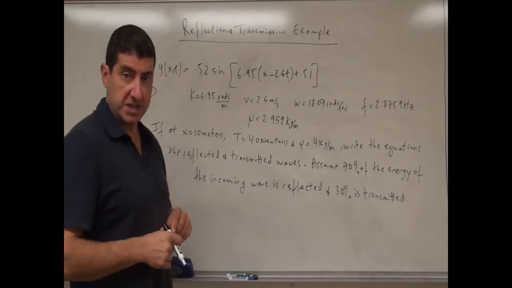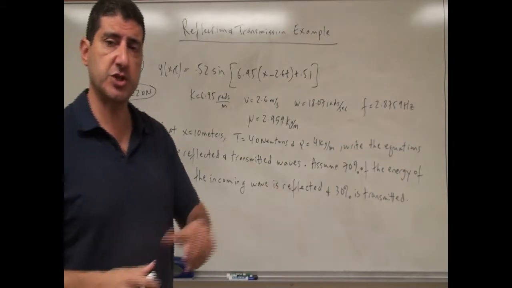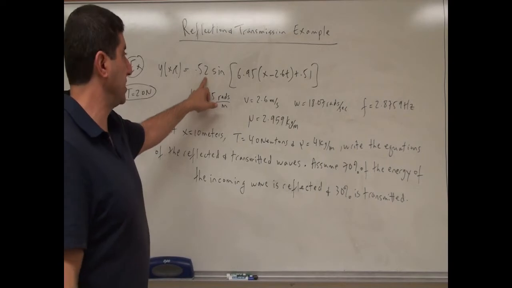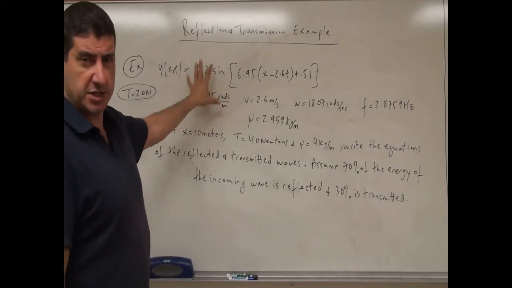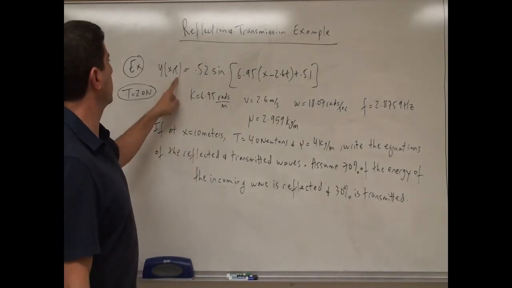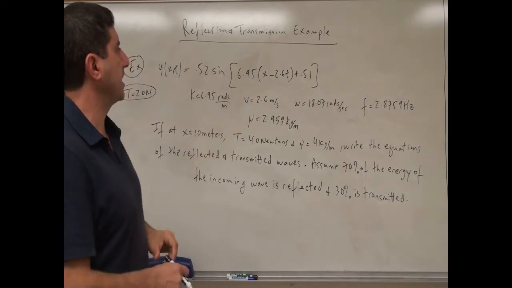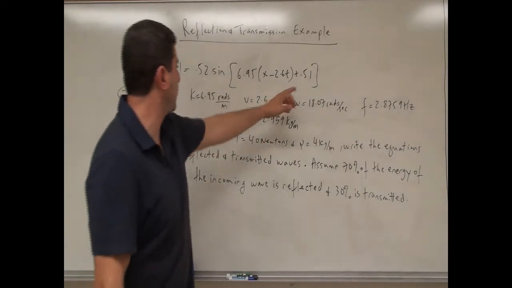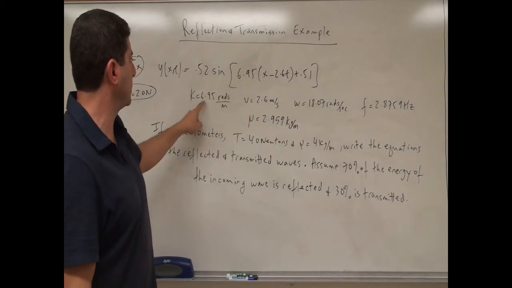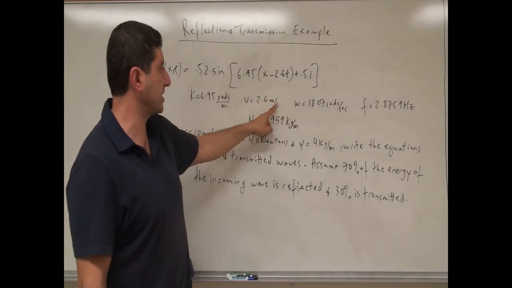Okay, now we come to the example relating what we learned in the reflection transmission theory section to the wave that we've been studying. We've been applying this example, and we've done it several times. We said there was an incoming wave, 0.52 sine of (6.95x - 2.6t + 0.51). And from the equation itself, we know that the wave number is 6.95 rads per meter. The velocity is 2.6 meters per second.